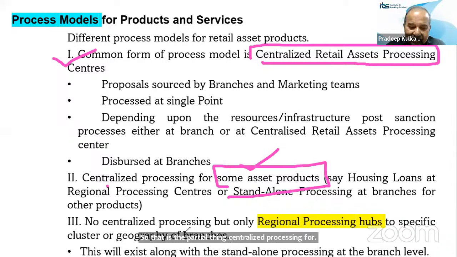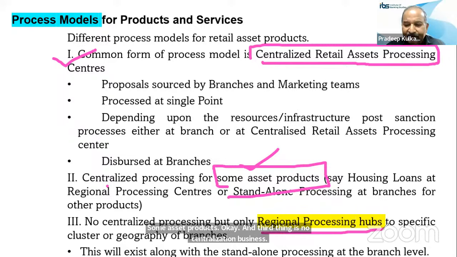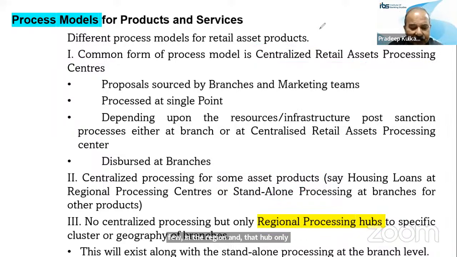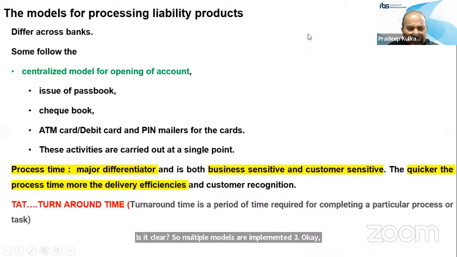Okay. And the third thing is no centralization as such, but only regional processing hubs. Regional means catering to the requirement of multiple branches in the region, and that hub only caters to the requirement of those branches. No centralization. Is it clear? So multiple models are implemented. Three. Okay, clear, no? I hope it is clear, not much complicated.